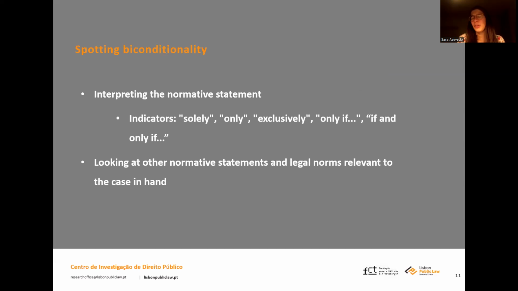How can we tell if a norm has a biconditional structure? Through interpretation, by looking at a normative statement and searching for expressions such as solely, only, exclusively, if and only if. These are all good indicators. We can also look at other normative statements and other legal norms that are relevant to the case at hand.